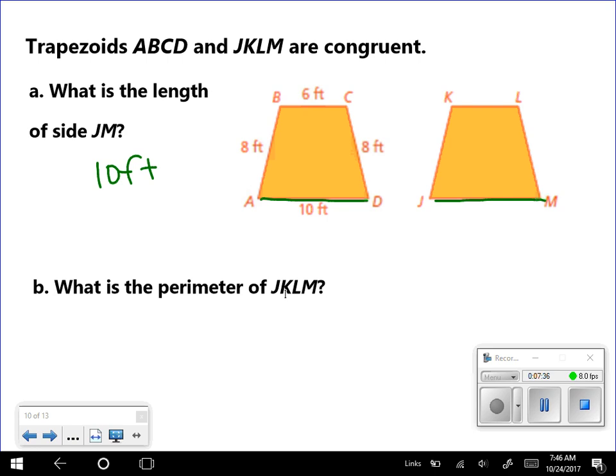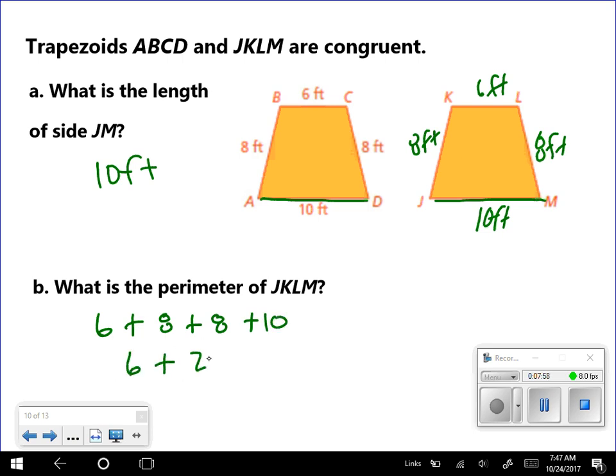It says, what's the perimeter of JKLM? Well, same concept. All of these sides are going to be corresponding, so we can say this is 8 feet, this is 8 feet, this is 6 feet. So we could just add 6 plus 8 plus 8 plus 10. Okay, we get 6 plus 26, and we get 32 feet. So we can use our information to help us find missing lengths or angles even.